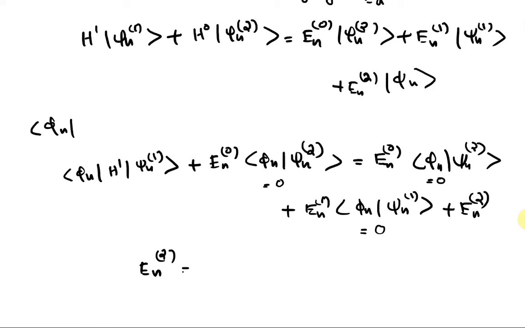Second order correction in energy is nothing but phi n H prime psi n1. What is the psi n1? That is the first order correction in the wave function, right?